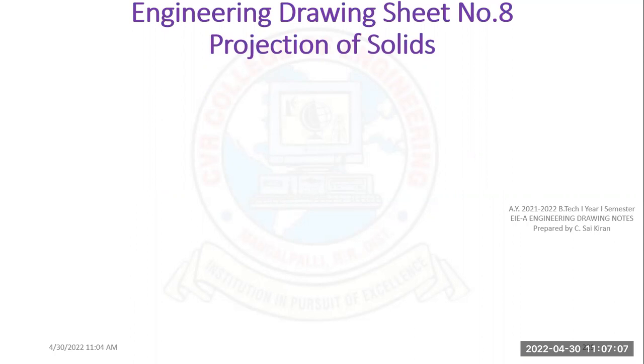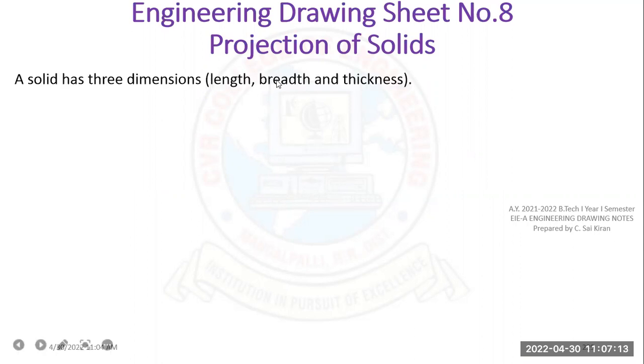Whenever I say solid, it is a three-dimensional object. So it has length, width, and thickness. Length, width, and thickness. It has three dimensions.